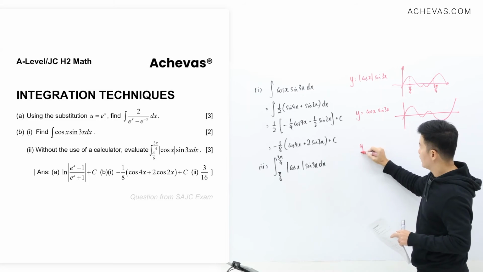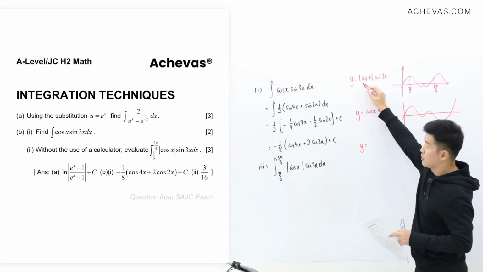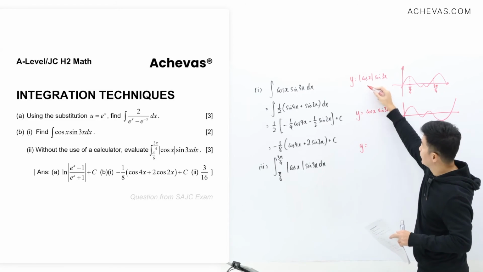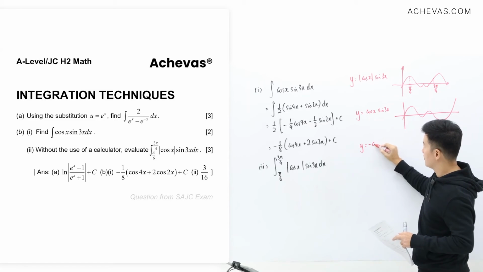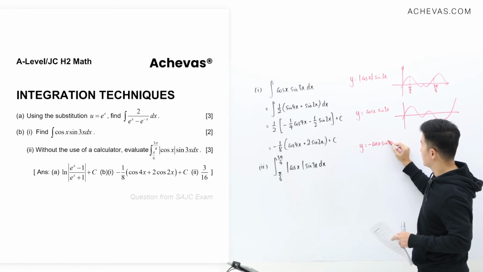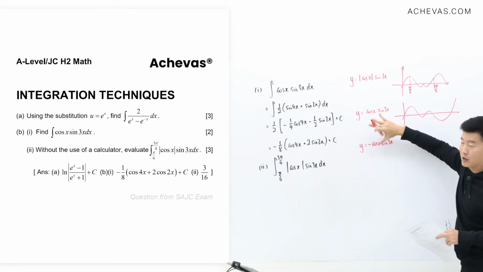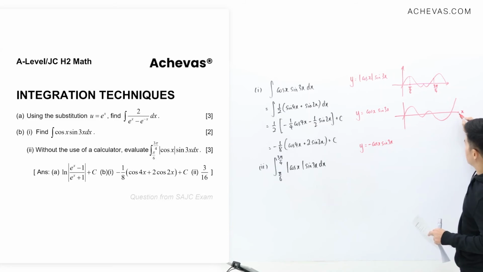And we will also draw another one, which is y is equal to replacing the modulus by negative. Okay, basically we are removing this modulus, replacing it by plus and minus. So it will be minus cosine x sine 3x. Basically these two graphs, they are just reflection about the x-axis.